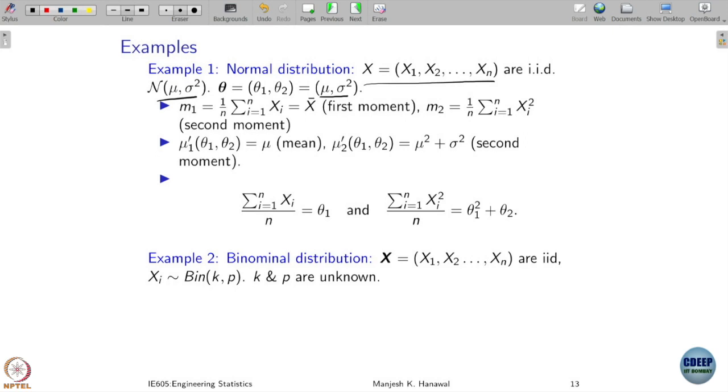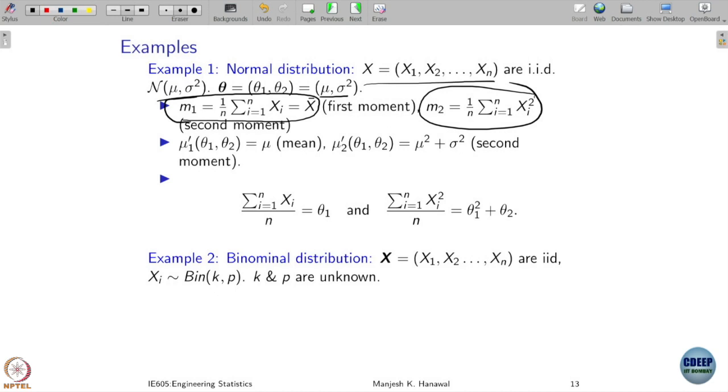Now, what does the method of moments say? First, you compute your m1, which is basically the sample mean. Then compute your m2. How many moments do I need to compute here? Two, right? Because I have two components in my parameter. I compute my m2 also from the samples. To compute m2, I just take the square of the samples and average them.